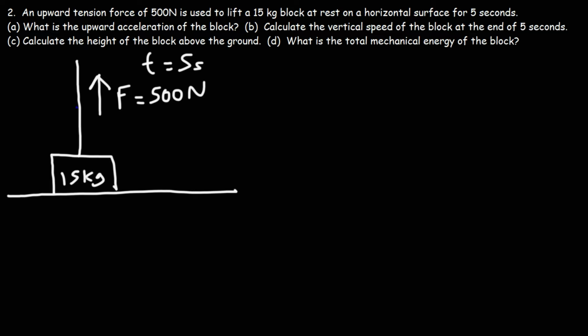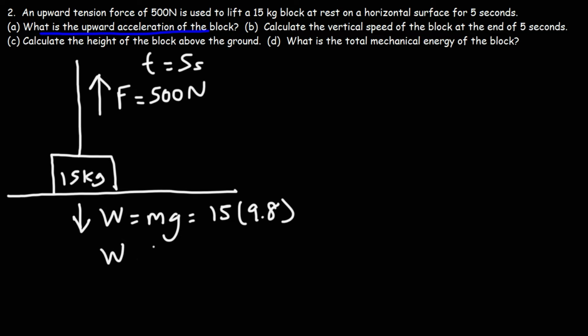So the first part of the question asks, what is the upward acceleration of the block? So we need to draw a free body diagram. We have an upward force of 500 newtons, but we also have a downward weight force of, I'm just going to use W for weight force, which is mg. So that's going to be 15 kilograms times 9.8 meters per second squared. So we have a downward weight force of 147 newtons.